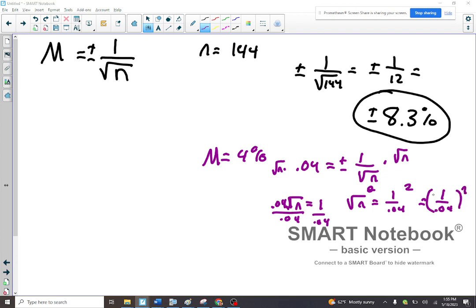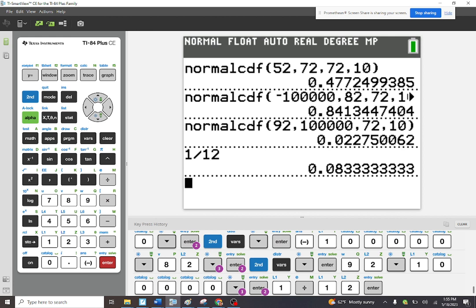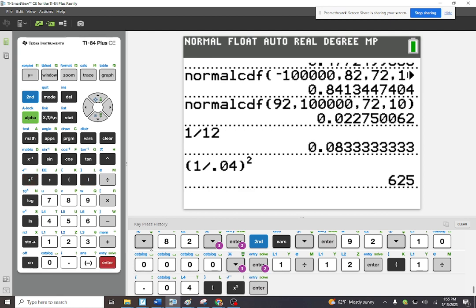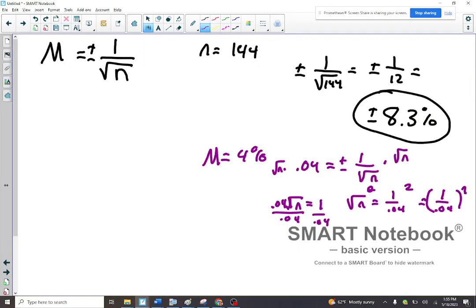So I just go to my calculator. Parentheses, 1 divided by 0.04, squared. 625. This happens to be a whole number, so this is 625 people, I should say, that you have to ask. If you get a decimal, this is the one time rounding actually matters. You can't have half a person. Let's say you get a decimal like 632.7 or 633, this is going to have to be rounded up.